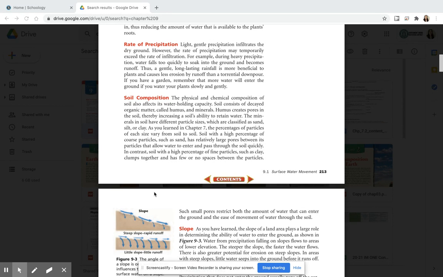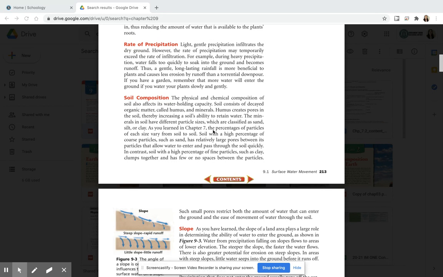Soil composition. The physical and chemical composition of soil also affects its water holding capacity. Soil consists of decayed organic matter called humus and minerals. Humus creates pores in the soil, thereby increasing a soil's ability to retain water. The minerals in soil have different particle sizes, which are classified as sand, silt, or clay.